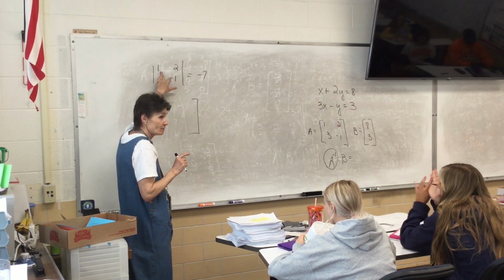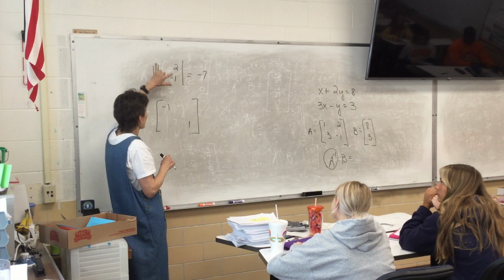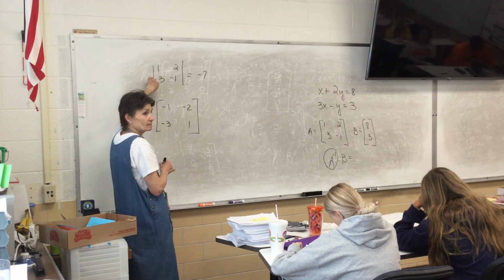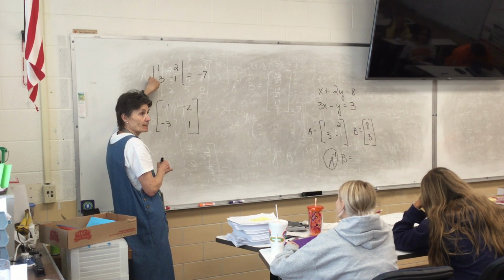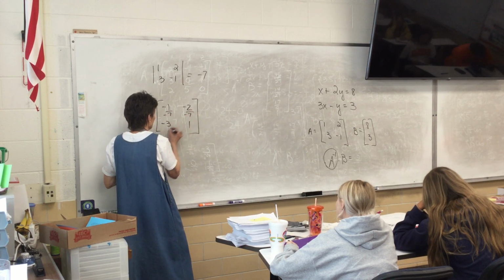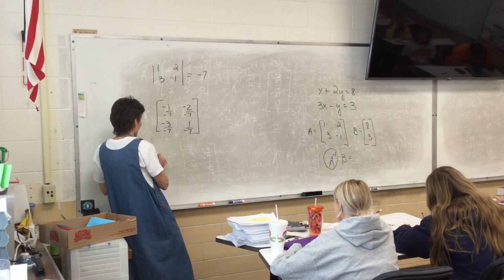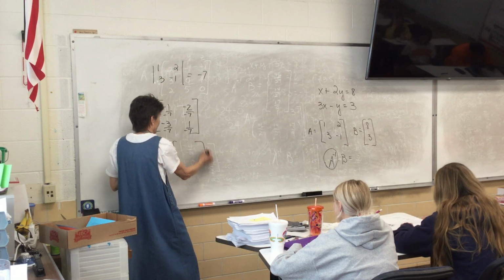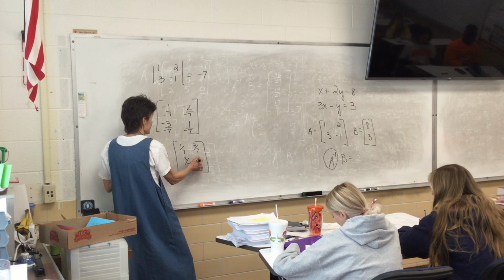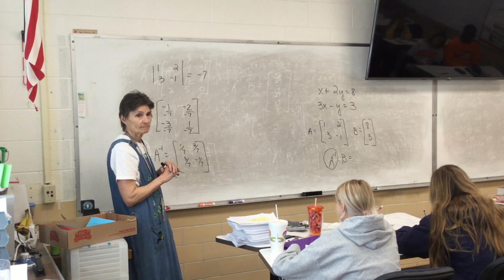Remember, I switched these two? And it looks like I changed their signs. I didn't. I actually flip-flopped those two, and then I changed the signs on these. And then divide everything by -7. So my inverse is 1/7, 2/7, 3/7, -1/7. Is that all right with everybody?